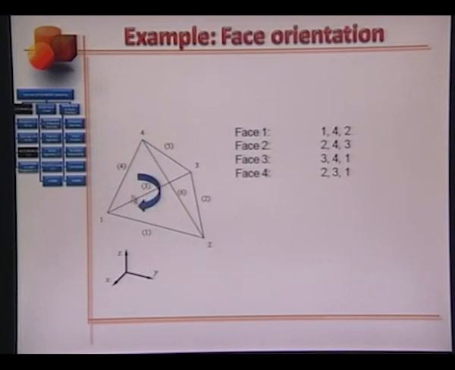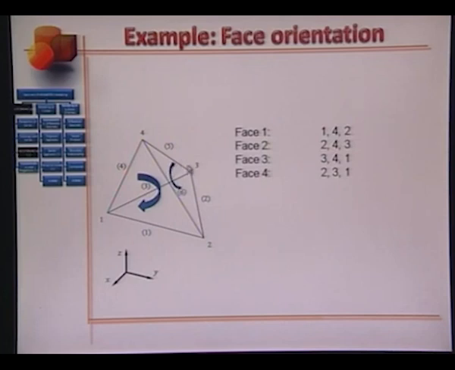Here, if we consider the clockwise orientation, you can imagine using your right hand and curling the fingers along this arrow with your thumb pointing outwards. If you think of that, you will notice that the thumb is pointing into the tetrahedron. Face 2 likewise is composed of vertices 2, 4, and 3. 2, 4, and 3 would give you a clockwise order.